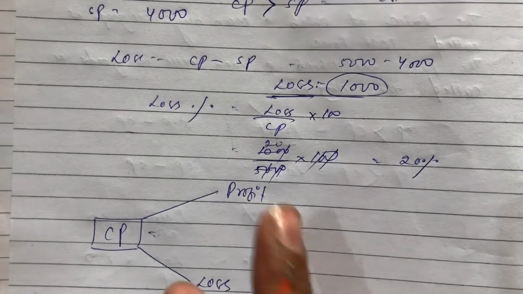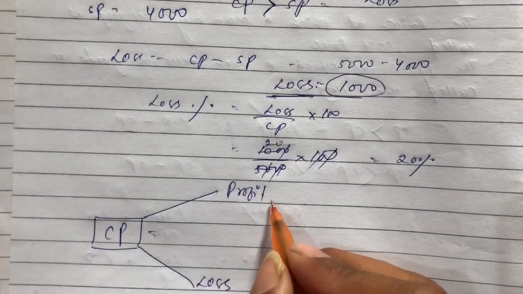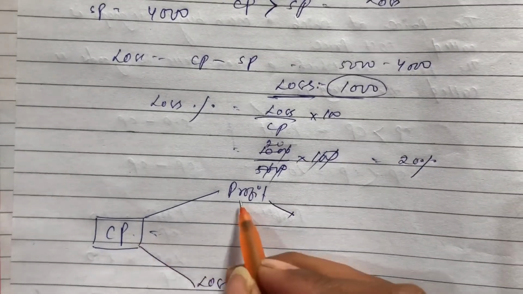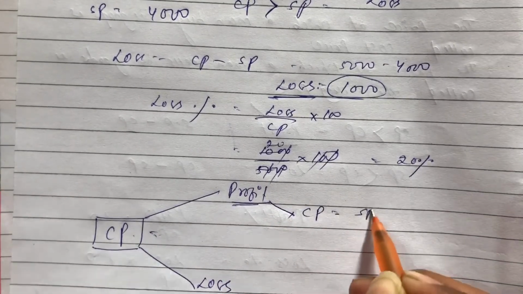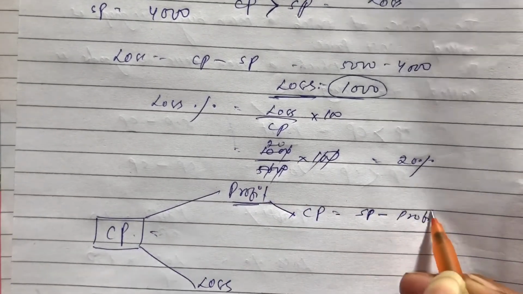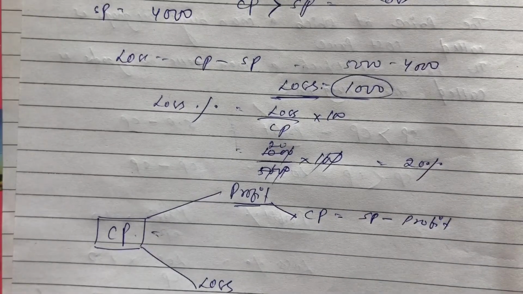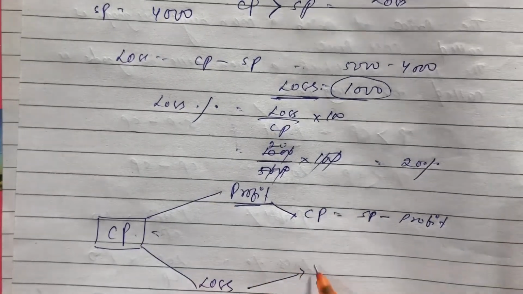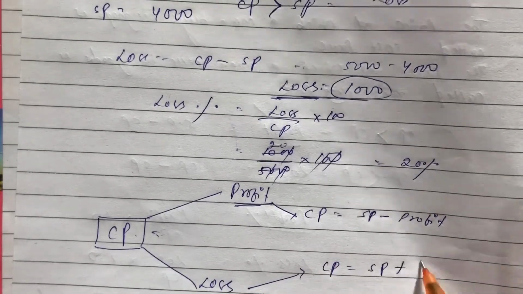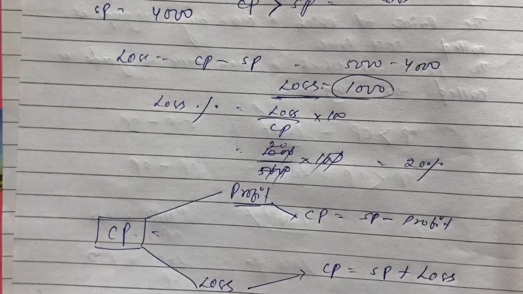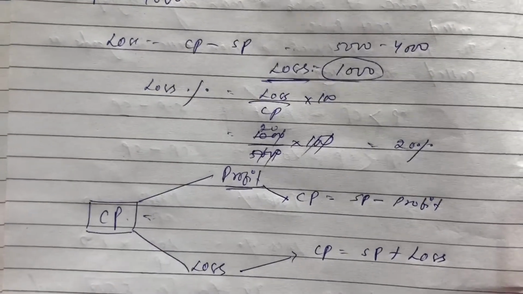First, let's talk about profit. Whenever you are going to find CP in case of profit, the formula is CP is equal to SP minus profit. And whenever you are going to find CP in case of loss, the formula will be CP is equal to SP plus loss. Clear? This is in case of CP.